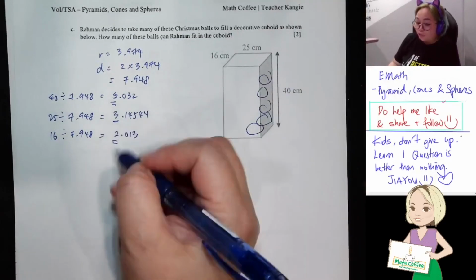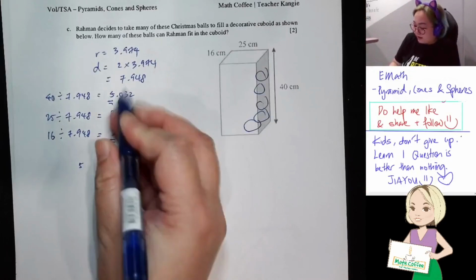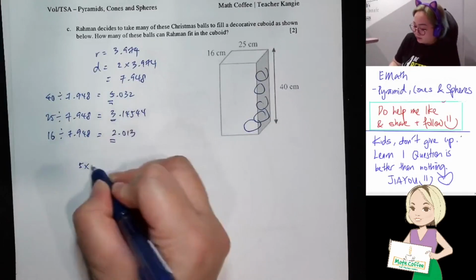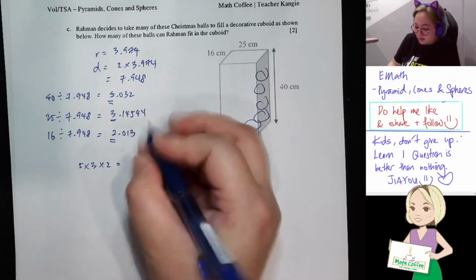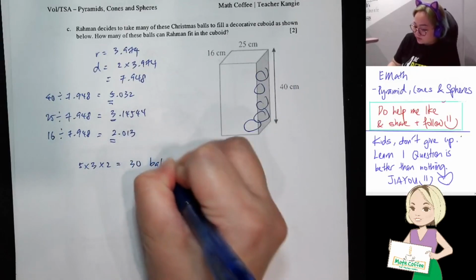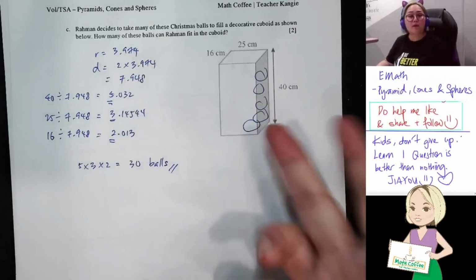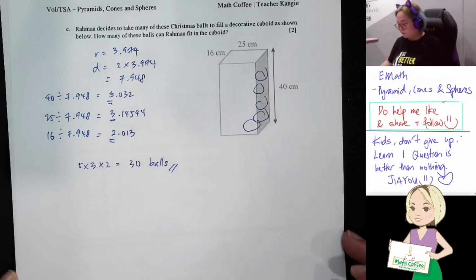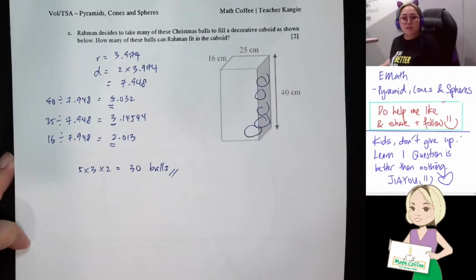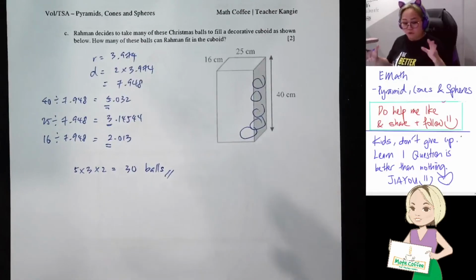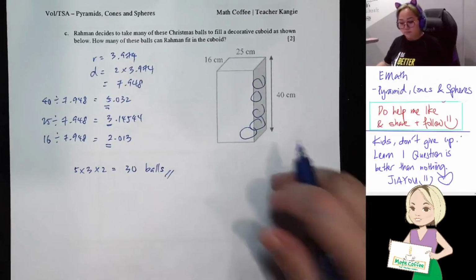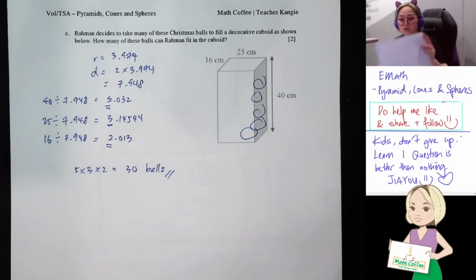So in this case, the total number of balls that I can put in is 5 times 3 times 2. And that will give us 30 balls. It means that I can squeeze 30 balls into this cuboid. Okay, so this is how I do the question for this one. So we are done with the last question for today. Wow, not bad, just in time, almost 9 o'clock.